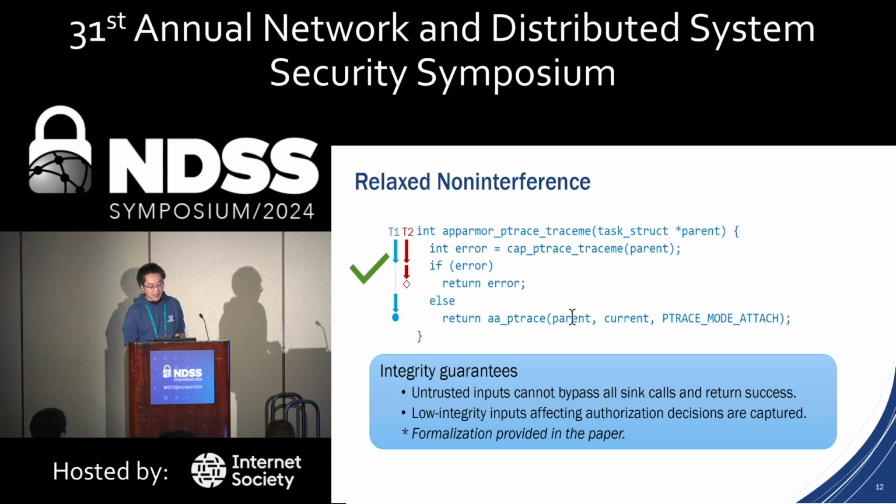It is worth noting that these relaxations preserve the integrity requirements of LSMs with the following guarantees. First of all, no untrusted input will be able to bypass all sink function calls and return success with the relaxed control flow restrictions. Moreover, low integrity inputs affecting authorization decisions over the same sink function call sequences are indeed captured, same as in the strict non-interference. And if you're interested in the formalization, we provide the full details of relaxed non-interference in the paper.